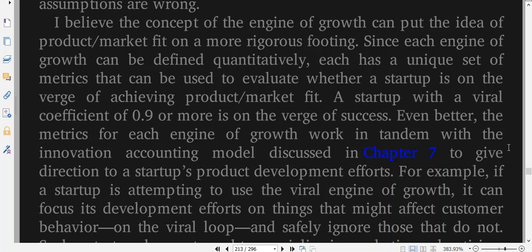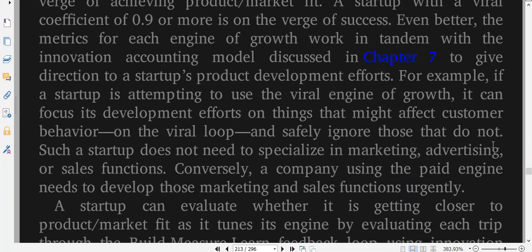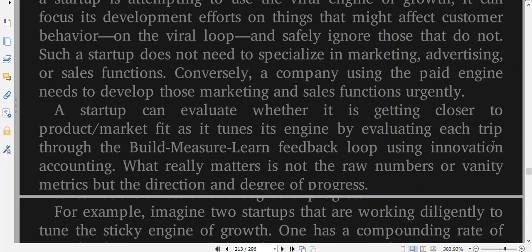A startup with a viral coefficient of 0.9 or more is on the verge of success. Even better, the metrics for each engine of growth work in tandem with the innovation accounting model discussed in Chapter 7 to give direction to a startup's product development efforts. For example, if a startup is attempting to use the viral engine of growth, it can focus its development efforts on things that might affect customer behavior on the viral loop and safely ignore those that do not. Such a startup does not need to specialize in marketing, advertising, or sales functions. Conversely, a company using the paid engine needs to develop those marketing and sales functions urgently.